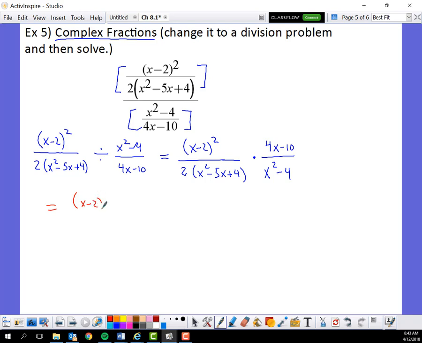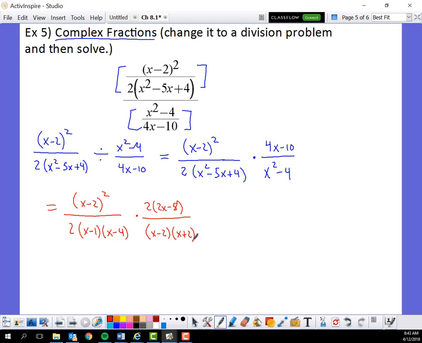Okay, so x minus 2, the quantity squared, I don't need to change anything with that. X squared minus 5x plus 4, two numbers that multiply to give me positive 4 and add up to give me negative 5. That's x minus 1 times x minus 4, times, I'm going to factor out a 2 from 4x minus 10, so I get 2x minus 5 left over. That's all over difference of squares. You should have recognized that. We talked about it earlier today. x minus 2 times x plus 2.